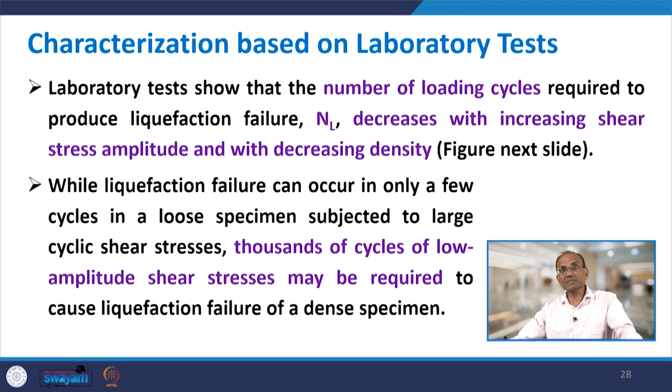Continuing with the laboratory test: laboratory tests show that the number of loading cycles required to produce liquefaction failure, NL, decreases with increasing shear stress amplitude and with decreasing density. So, if you increase the amplitude of your loading, liquefaction will occur in fewer cycles. At the same time, if you decrease the density of the soil sample, your loose sample will liquefy in fewer cycles compared to dense samples. While liquefaction failure can occur in only a few cycles in loose specimens subjected to large cyclic shear stress, thousands of cycles of low amplitude shear stresses may be required to cause liquefaction failure of dense specimens.